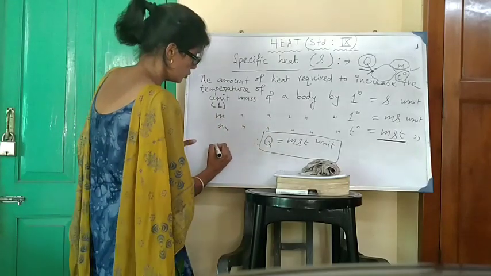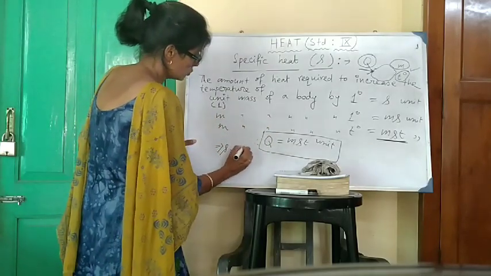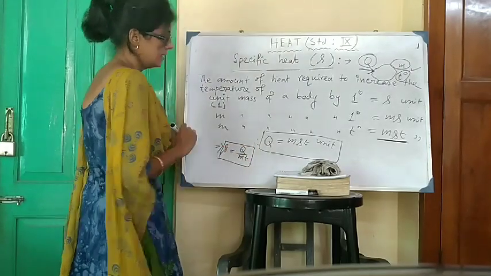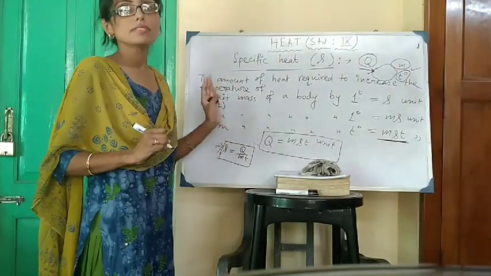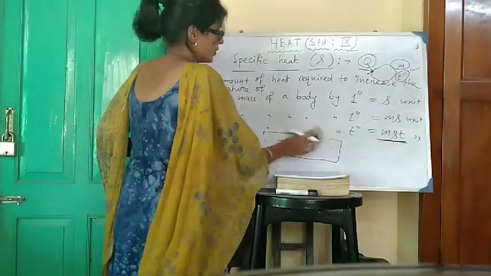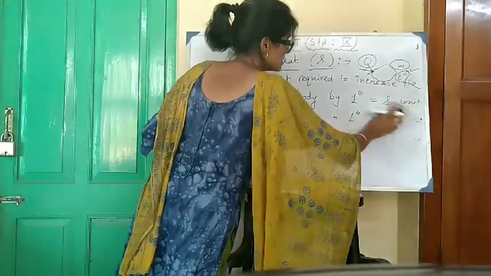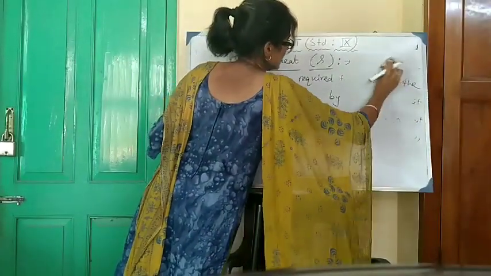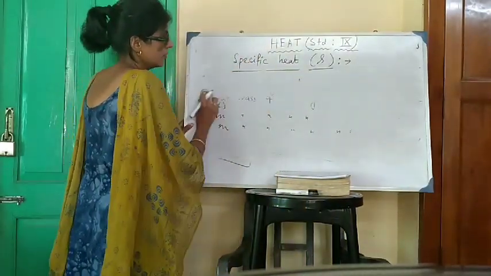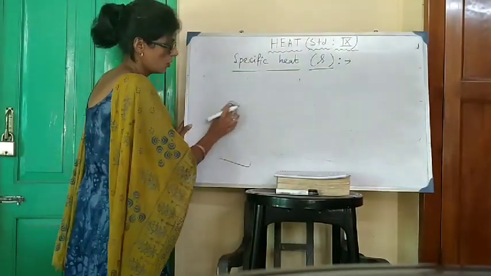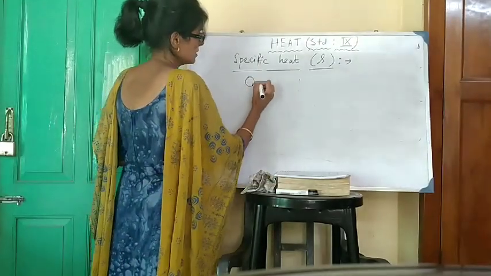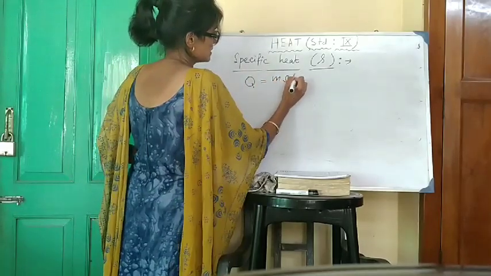So simplify: s is equal to Q divided by mT. This is the mathematical form of specific heat. Understood? So s is equal to Q divided by mT. m is the mass of the body, s is the specific heat of the body, and Q is the total amount of heat required to increase the temperature of the body by T degree. So we can write Q is equal to mst.